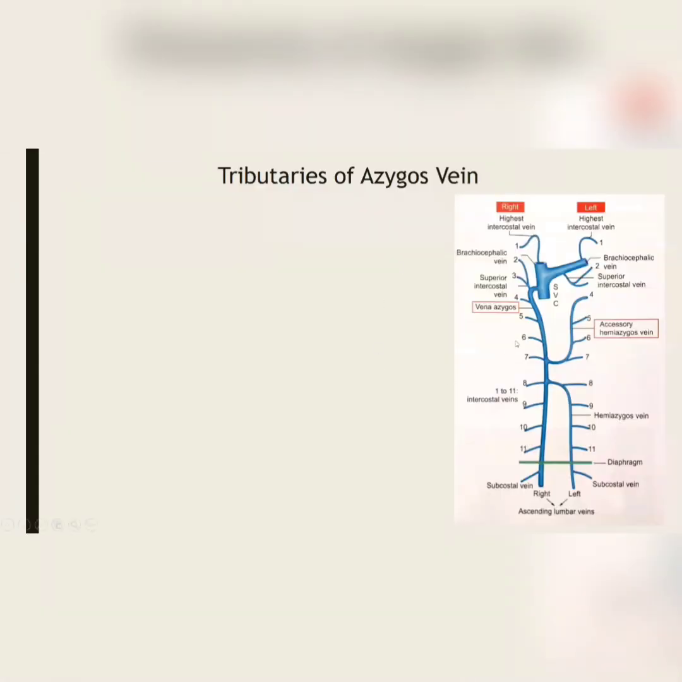So when you're writing your short note, you can draw this diagram and you can mention the tributaries of the azygos vein. So I taught you about the drainage of the posterior intercostal veins into the azygos vein. When you're mentioning tributaries, you also have to say the formative tributaries. The formative tributaries are the right subcostal vein and right ascending lumbar vein.